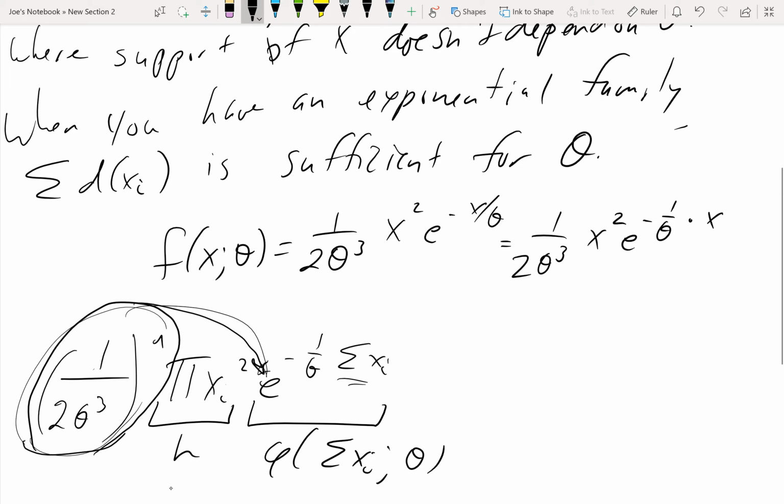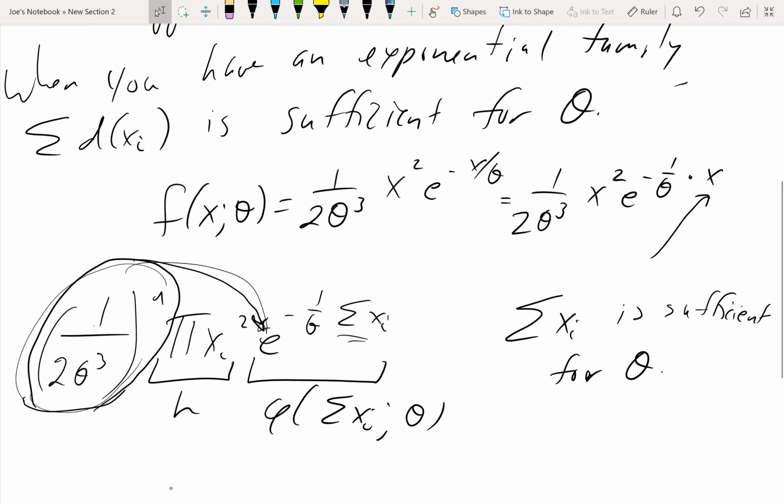All right. So since this is an exponential form, the sum of x sub i's is going to be sufficient. So we see that the sum of the x sub i's is sufficient for theta. All right, so what we want to do is figure out how to use the sufficient statistic to give us a minimum variance unbiased estimator of theta.